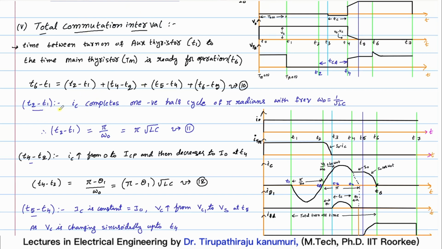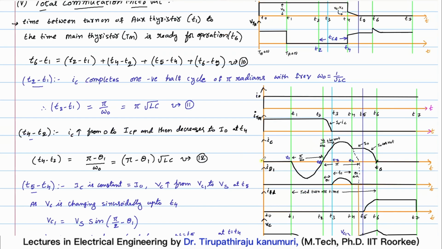So let us take T2 minus T1. What will happen at the instant of T2 and T1? IC completes one negative half cycle. You can see here, T1 to T2, it completes one complete negative half cycle. That means pi radians, or I can write it as pi by omega naught in time. What is the frequency? Omega naught is 1 by root LC.